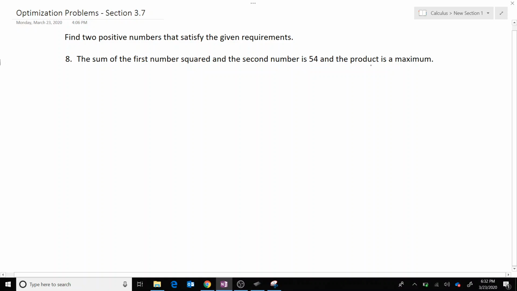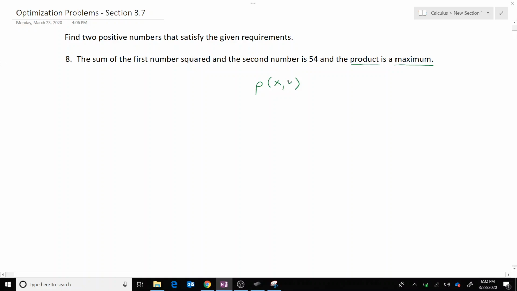So the thing I want you guys to really focus in on these problems is they're always asking for some kind of maximum or minimum. And you need to figure out what it is that they want a maximum or minimum of. In this case, we're being asked to find a product that is a maximum. So if I'm trying to find a maximum product, I need a product function. And I'm going to write a function that has two inputs.